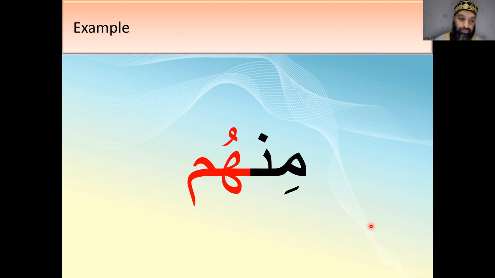Minhum, from them. Exactly. The ha signifies third person. Minhum, from them. And these come everywhere. These, attached pronouns. Can you see how they're attaching to the end of the word? It was going to be min, and then hum joins to the end, so it's from them. 190.